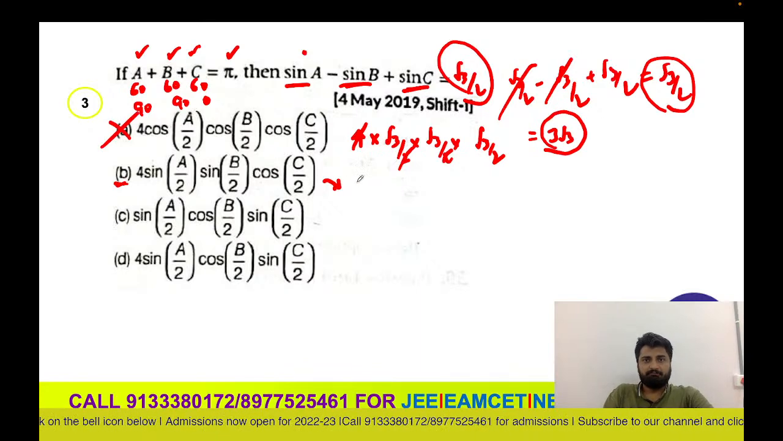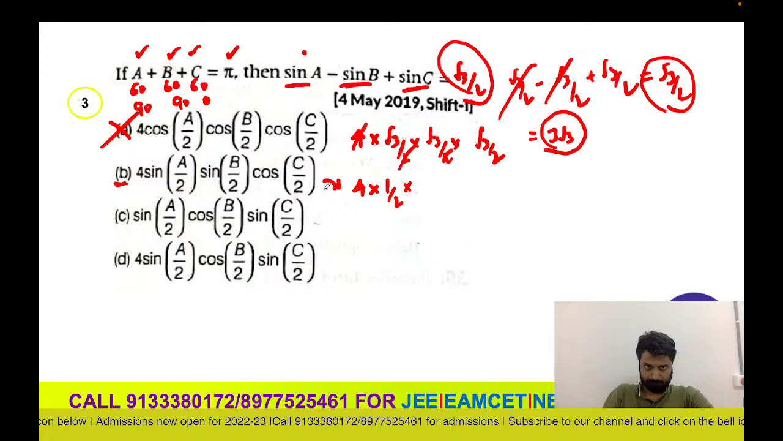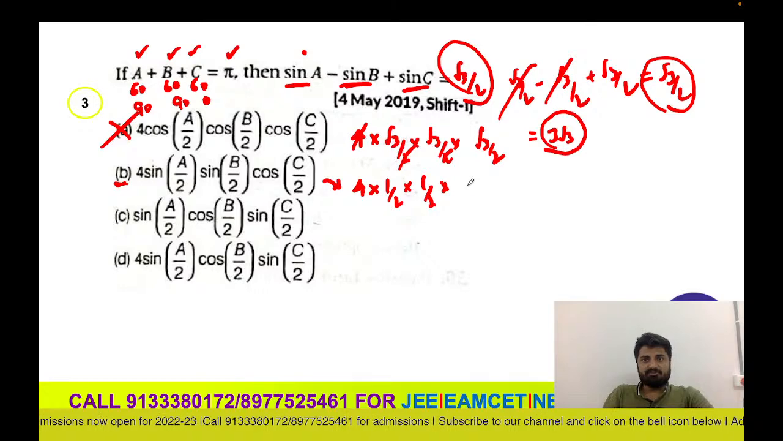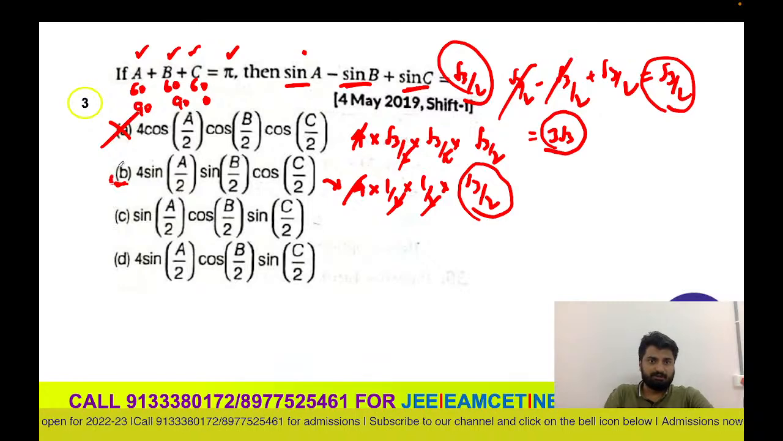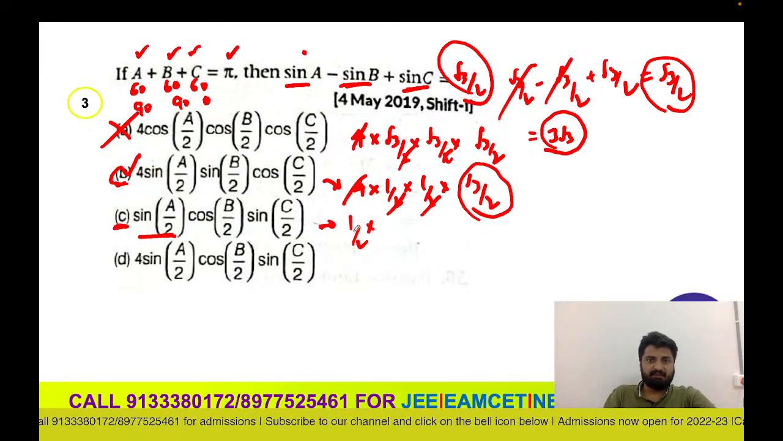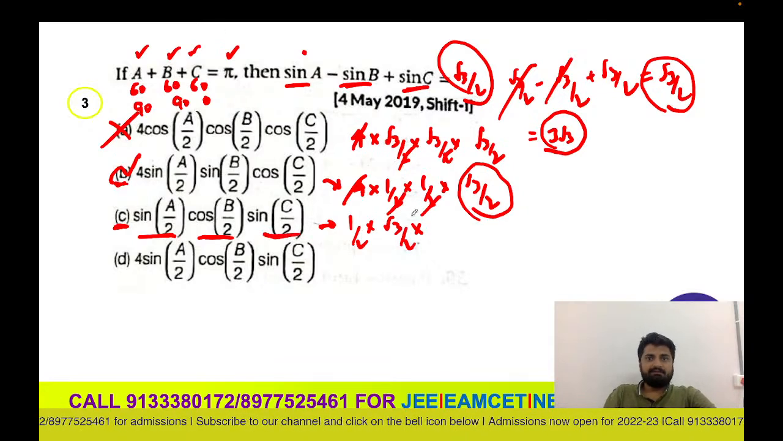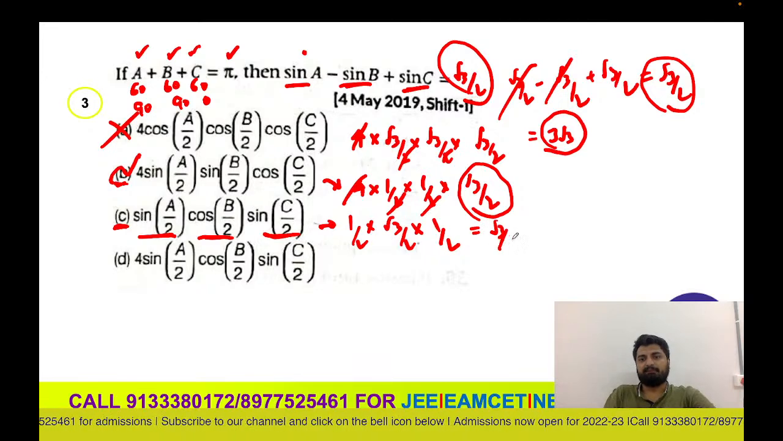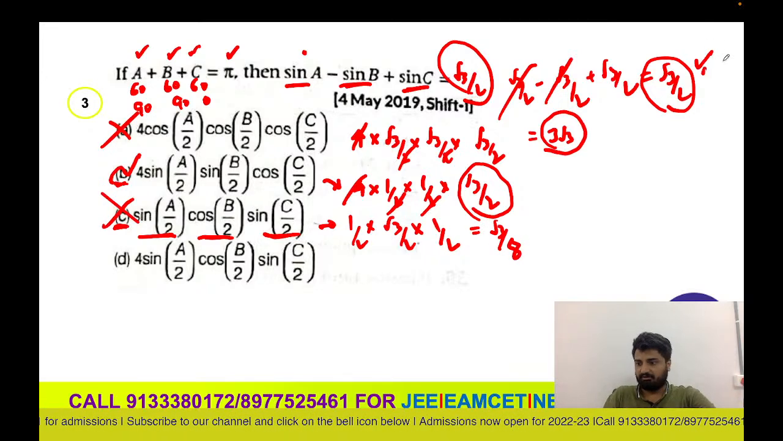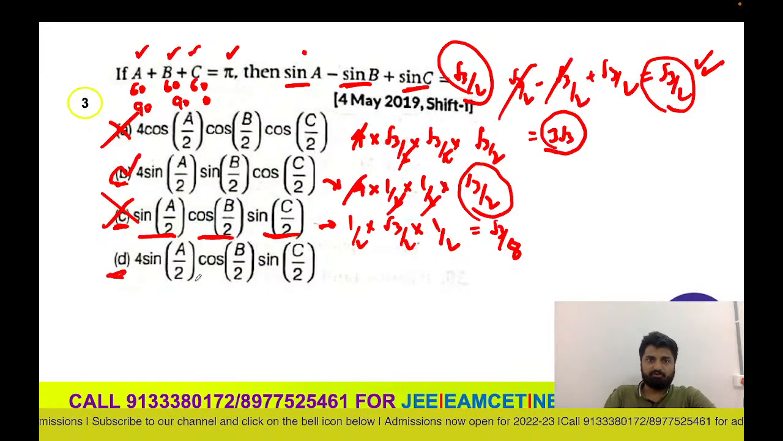Let's take second option. 4 times sin of 60 by 2, sin 30, 1 by 2. Sin of 60 by 2, sin 30, 1 by 2. Cos of 60 by 2 is root 3 by 2. 2 to 4 cancels. We are getting the answer root 3 by 2. Maybe let's look at the third option. Sin A by 2 means sin 60 by 2, sin 30, 1 by 2. Cos B by 2 is root 3 by 2, and this is again 1 by 2. So this is root 3 by 8, which is again not possible because the answer we got was root 3 by 2. And let's look at fourth option now.